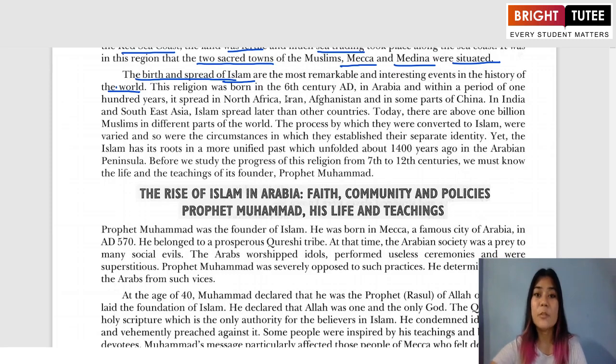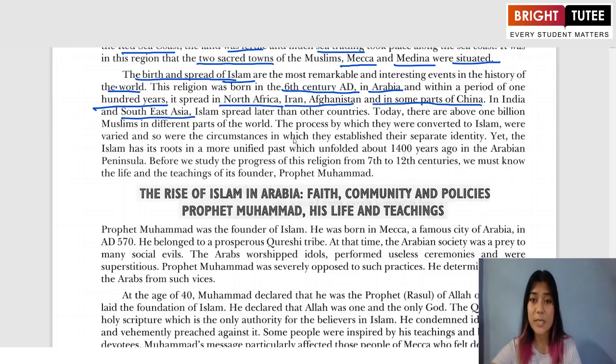Now, Islam was born in the 6th century AD in Arabia, that peninsula that we are talking about. Within just about 100 years, or 1 century, this religion spread to northern parts of Africa, Iran, Afghanistan, and also some parts of China. In India and Southeast Asia, Islam spread later. Today there are over 1 billion Muslims who live in different parts of the world.